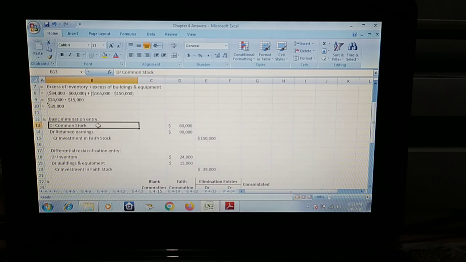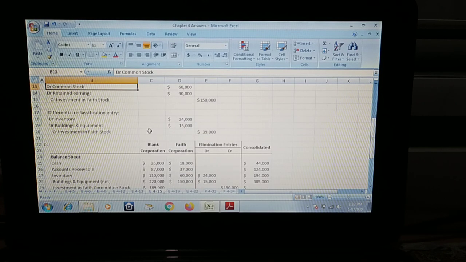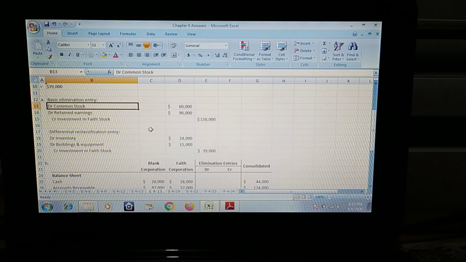And then the basic elimination entry will be always the same because this is the acquisition date, okay. So there is no income or dividends, okay. Just directly debit common stock, debit retained earnings, credit investment in Fate stock, okay. $60,000, $90,000, the credit is $150,000.